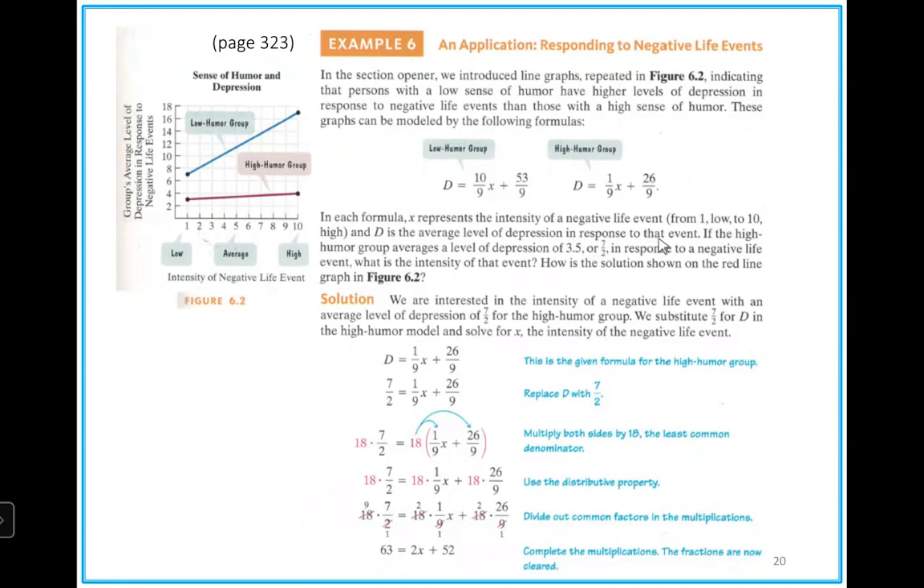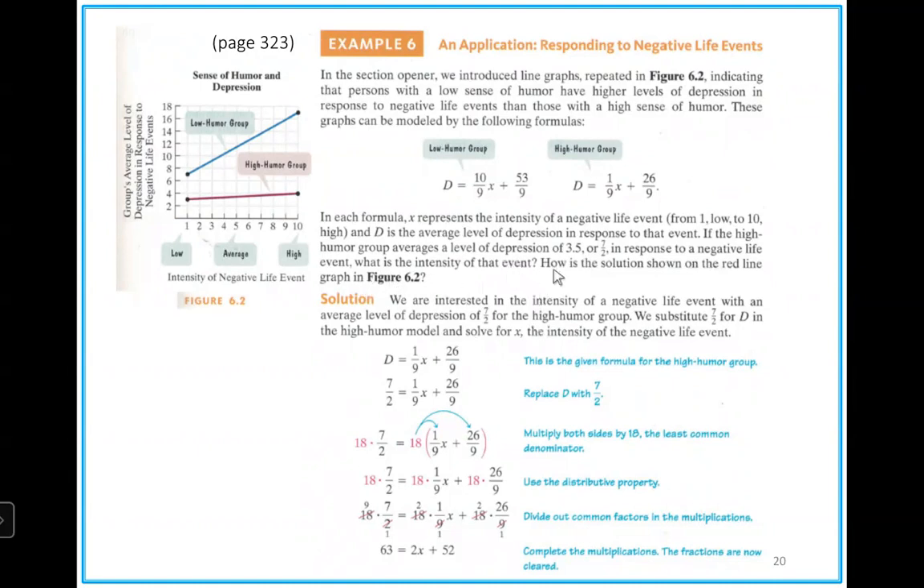Okay. So this axis here is showing you the level from low, from 1, to 10, which is high. And then this axis here is showing you the level of depression. Okay, so now they ask: if the high humor group's average level of depression is 3.5 in response to a negative life event, what is the intensity of that event? How is the solution shown on the red line graph?